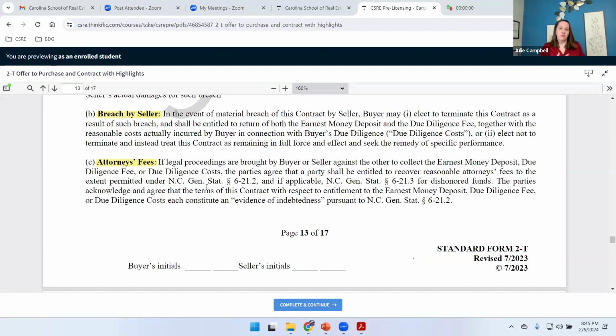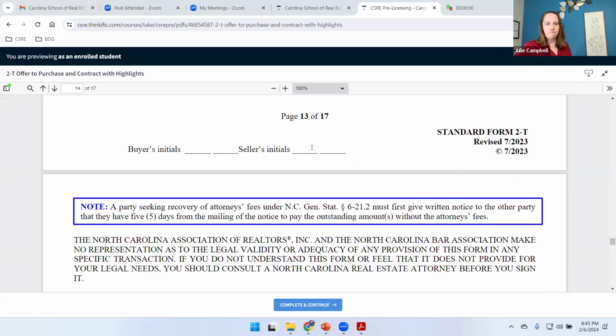Another offer will come in and it'll be better, and the seller will be like, let's just terminate this one and accept this one, and it's just not that easy. So we may need to get attorneys involved at this point just to make sure everybody knows what's up going forward.